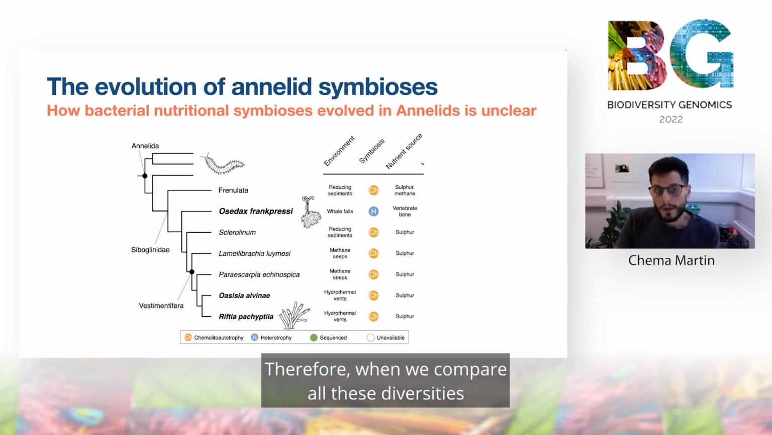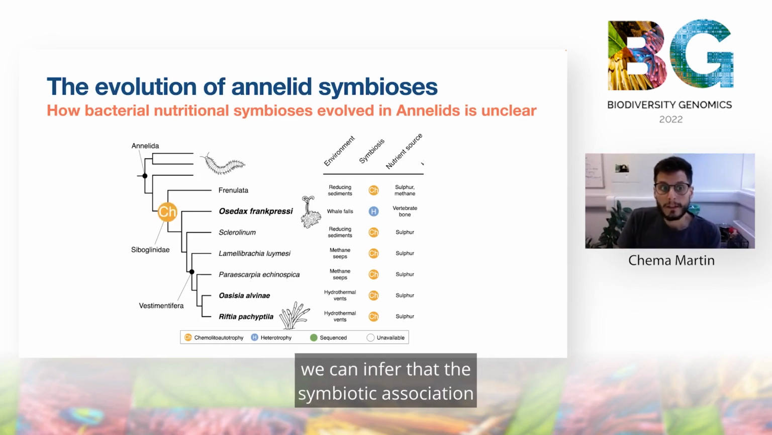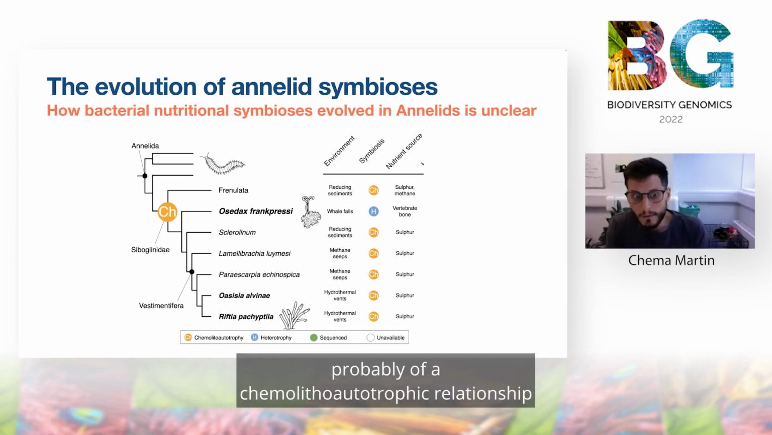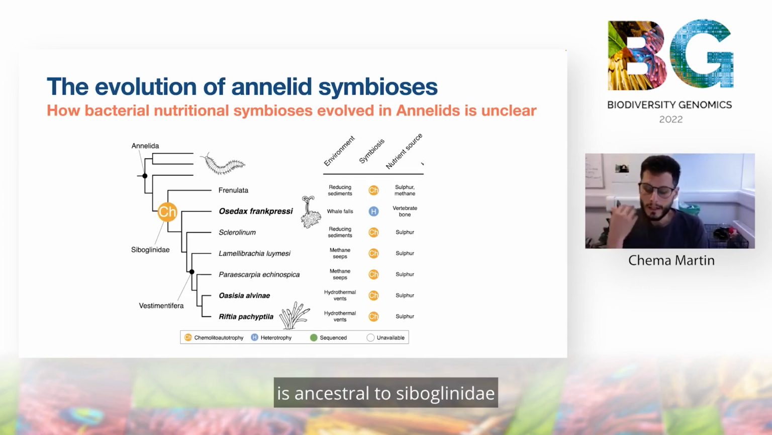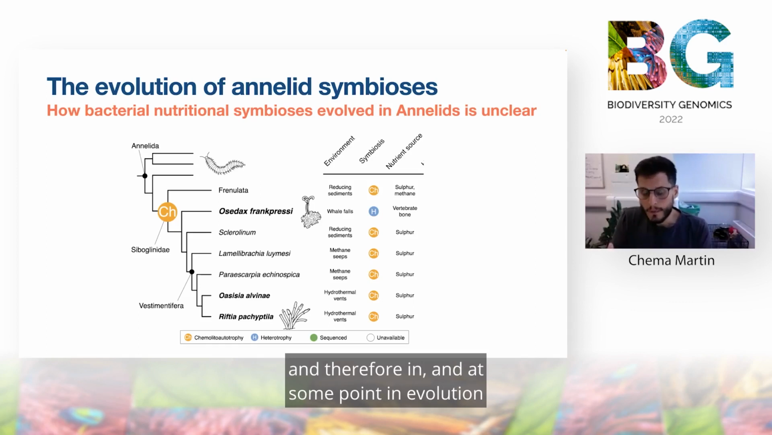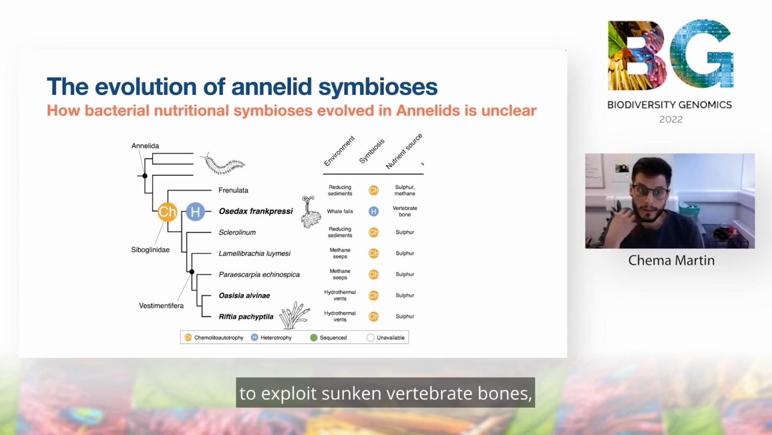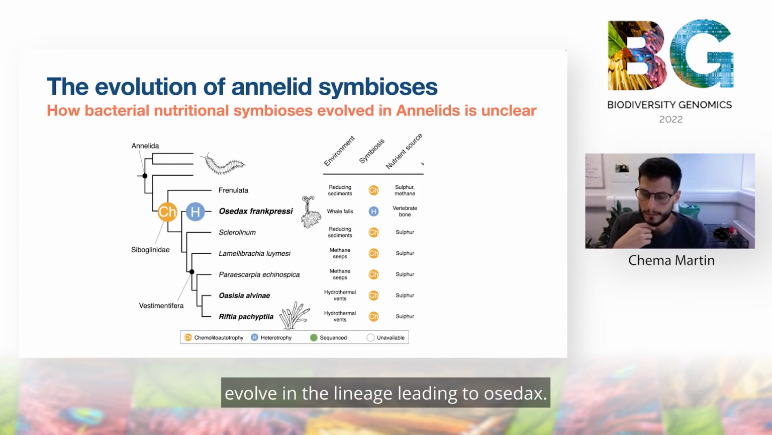Therefore, when we compare all these diversities, we can infer that the symbiotic association with bacteria, probably of a chemolithoautotrophic relationship, is ancestral to Siboglynidae, and at some point in evolution, the heterotrophic interaction with bacteria to exploit sunken vertebrate bones evolved in the lineage leading to Osedax.